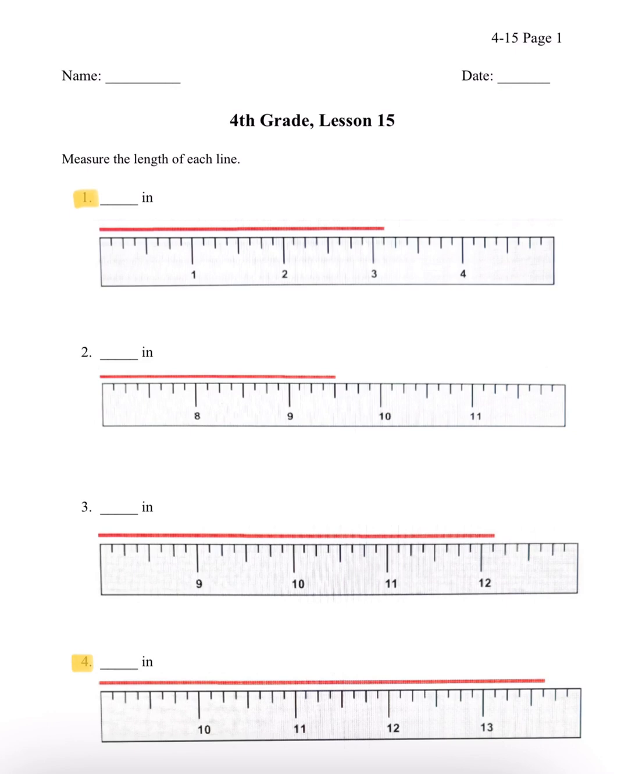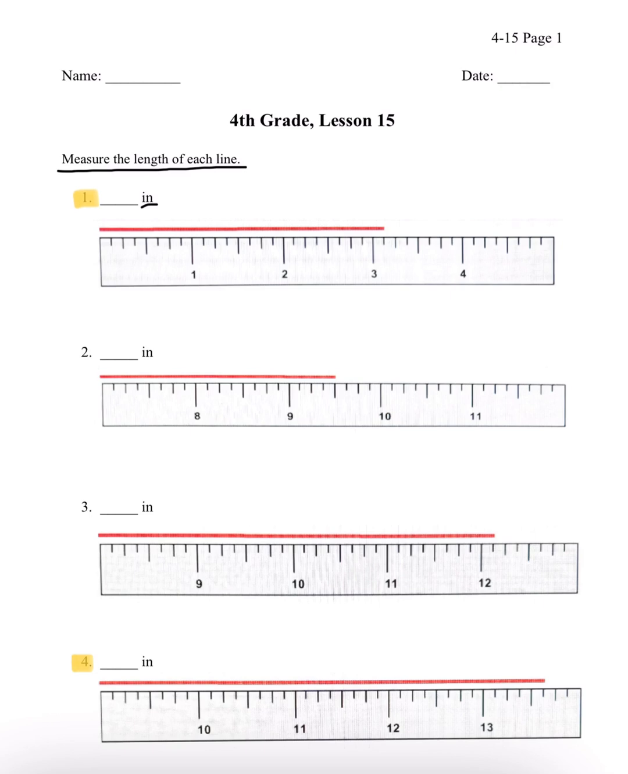Page 1, the directions say, measure the length of each line. So today we are going to be reading rulers. These rulers are going to be in inches for all of them. I'll be going over problems 1 and 4. So how to read a ruler, I'll be explaining it right now.